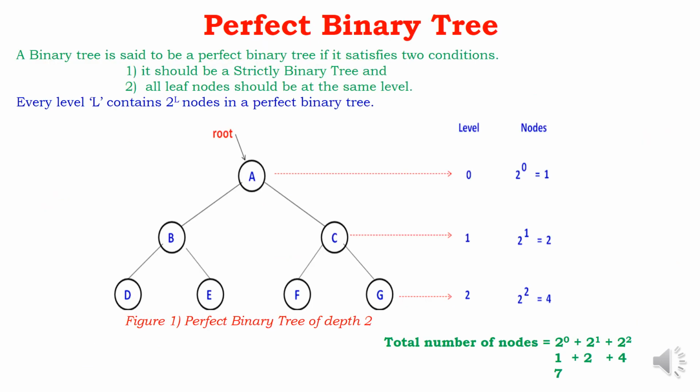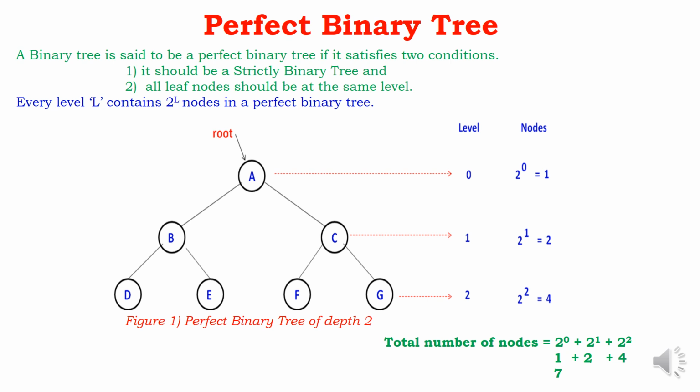Perfect binary tree. A binary tree is said to be a perfect binary tree if it satisfies two conditions. The first one is it should be a strictly binary tree, and the second condition is all leaf nodes should be at the same level. In every level where the level number is L, it should contain 2 to the power L number of nodes. Then that particular binary tree is said to be a perfect binary tree.